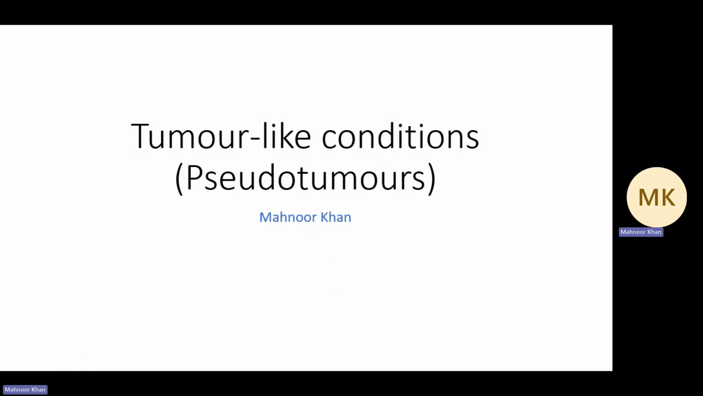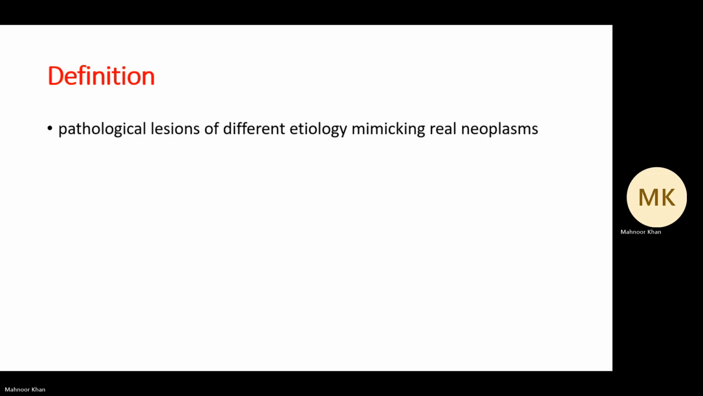So this video is about tumor-like conditions, also known as pseudotumors. Let's begin. So what is the definition of pseudotumors? The definition is pathological lesions mimicking real neoplasms. So basically there are masses which mimic real neoplasms, and we need to differentiate between the two. So the diagnosis of pseudotumors is very important.